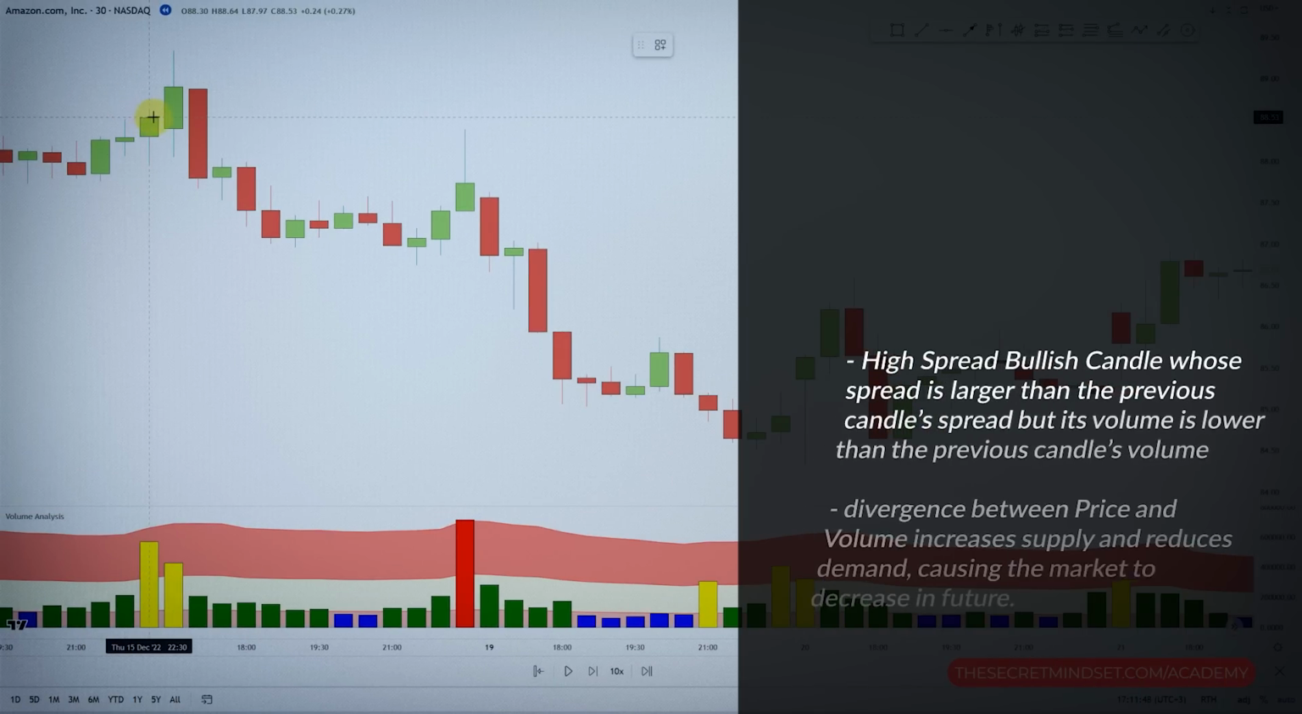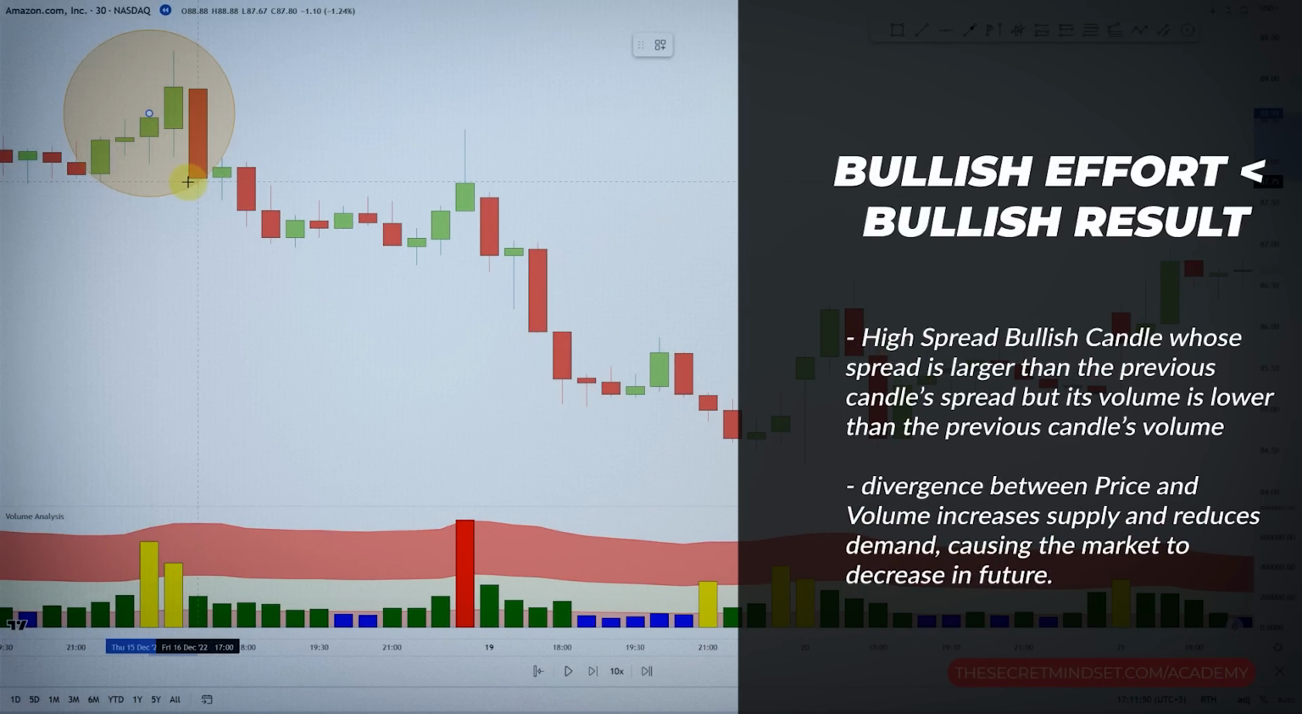Then we have the bullish effort lower than the bullish result. This is a high spread bullish candle, whose spread is larger than the previous candle's spread, but its volume is lower than the previous candle's volume. VSA states that if there has been no effort made, then there should not be the result. This divergence between price and volume increases supply and reduces demand, causing the market to decrease in the future.